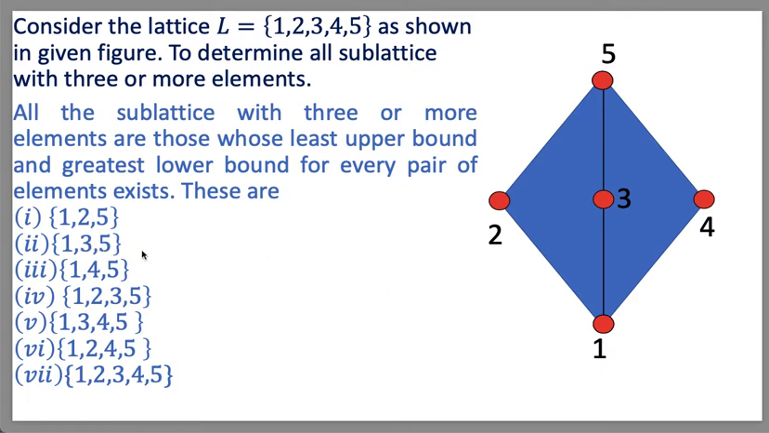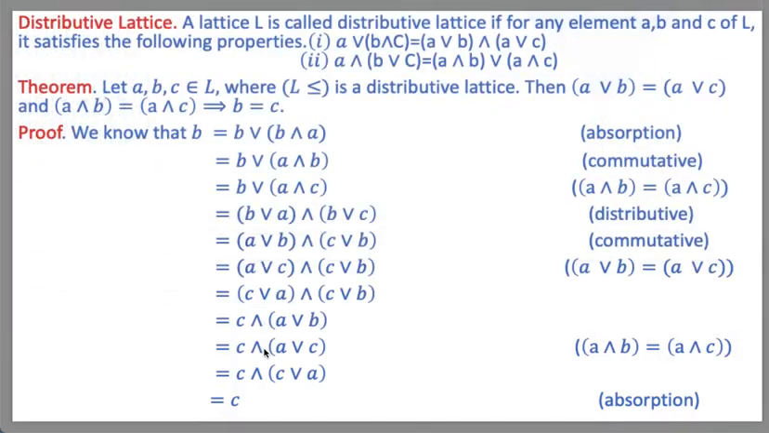{1, 3, 5}, {1, 4, 5}, {1, 2, 3, 4}, {1, 2}, {1, 2, 3, 5}, {1, 3, 4, 5}, {1, 2, 4, 5}, {1, 2, 3, 4, 5} are sublattices. These are sublattices consisting of 3 elements, these are sublattices consisting of 4 elements, and this is a sublattice consisting of 5 elements.